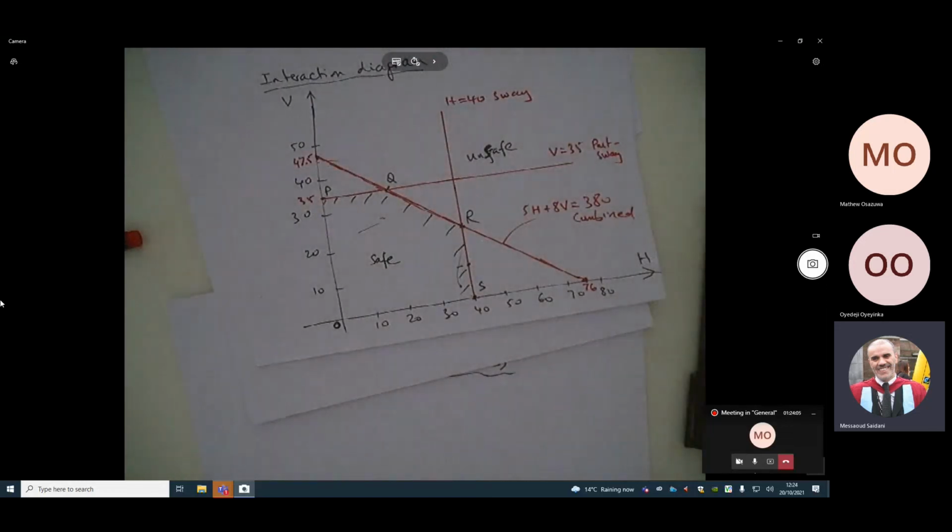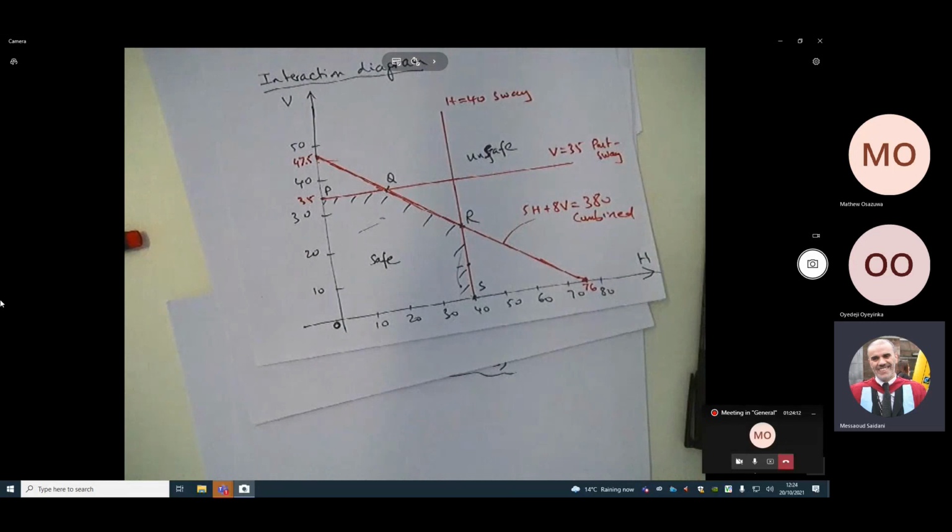Is it too dark? Yeah. Let's do it. Is that better? Yeah.